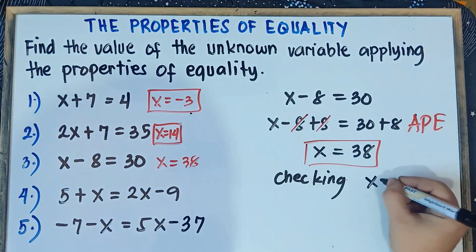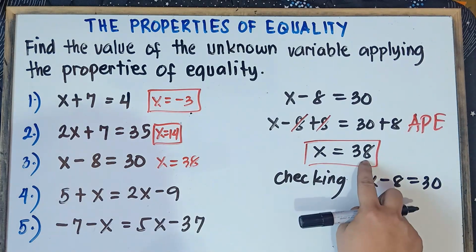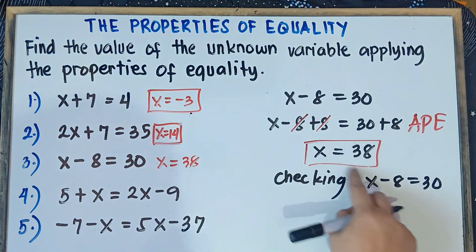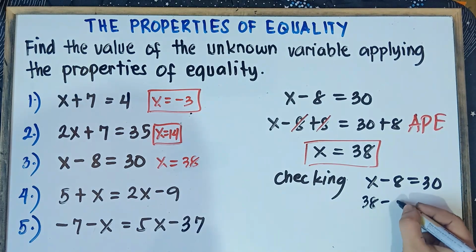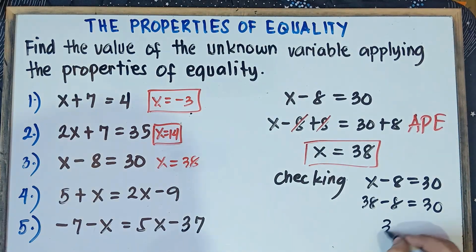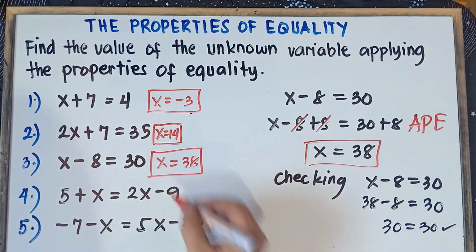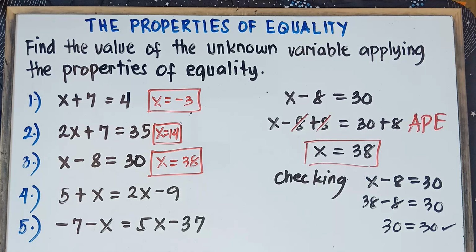So x minus 8 equals 30. The value of x, that would be 38. Simply substitute the value of x, that would be 38 minus 8 equals 30. 38 minus 8, that would be 30 equals 30. Check. So therefore, the value of x, that would be 38. That's it, class. That's the answer with regards to example number 3. We apply the addition property of equality.